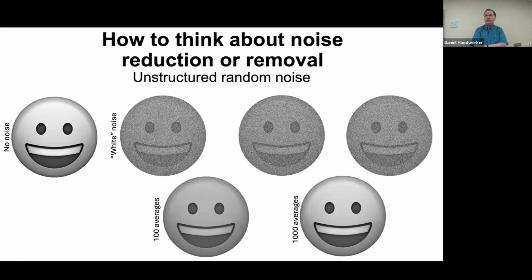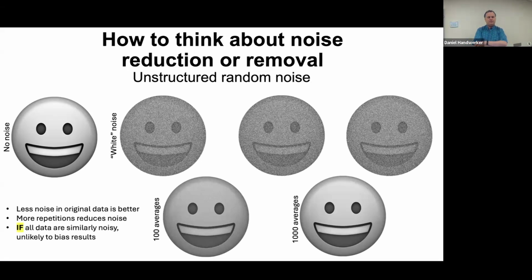So if you're dealing with this type of noise, obviously the less noise you get in the original data, the better. The more times you repeat and average, the more it's going to reduce your noise. And if, there's always a big if, all data are similarly noisy, it's unlikely to bias results. The most common place this type of noise comes up is in acquisition decisions. If you're using a 1.5 Tesla versus a 7 Tesla scanner, you're going to get less of this noise at 7 Tesla. But if you're imaging really small voxels, you're going to get more of this unstructured random noise.